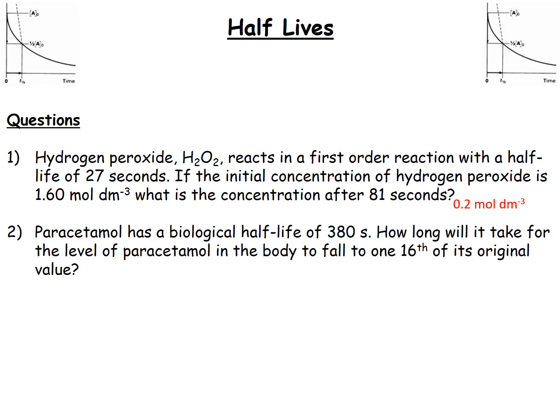So this first question: hydrogen peroxide reacts in first order with a half-life of 27 seconds. If the initial concentration is 1.6, what's the concentration after 81 seconds? So you should do 81 divided by 27, the half-life, and then halve that many times. So you're going to go to 0.8, then 0.4, then 0.2.